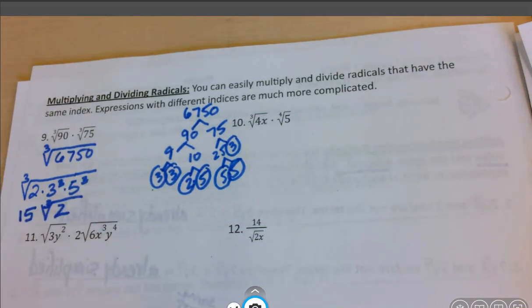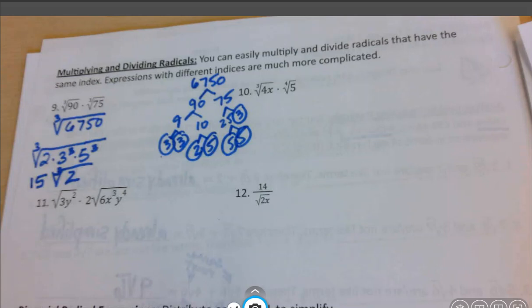Okay, I did skip writing a step there. I skipped showing you 3 times 5 on the outside. That's where the 15 comes from.